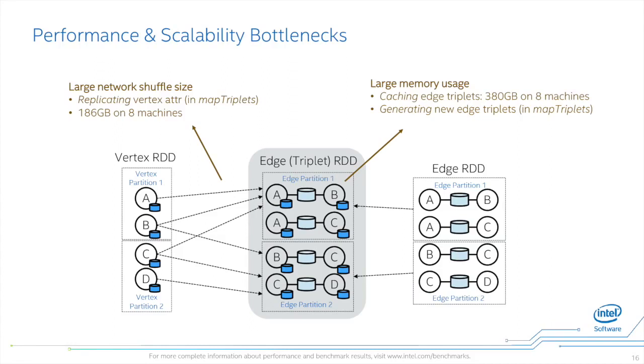In this case, the attribute of vertex A needs to be sent to edge partition 1, and the attribute of vertex B needs to be sent to both partition 1 and partition 2 because it appears in both, and so on. So it involves a lot of network shuffle, which is one bottleneck we have observed when replicating those vertices to where their adjacent edges are located in the edge partitions. We used a simple Wikipedia dump to test, and on an 8-node cluster, it involves about 186 gigabytes that you need to shuffle around the network, which is pretty large. In addition, you need to cache those edge RDDs or triplet RDDs in memory, because when you compute, you want to compute in memory.